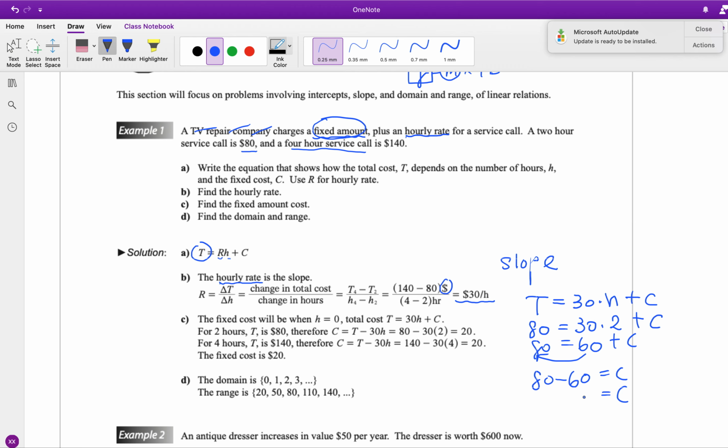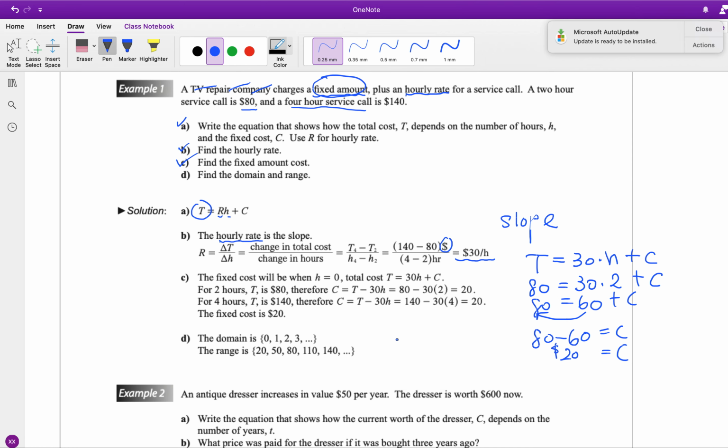Now C is 20. So this is $20. So that means the total fixed cost is $20. All right, so now we find the equation is here. Hourly rate we found out, fixed amount we also found out, and then the domain and the range.